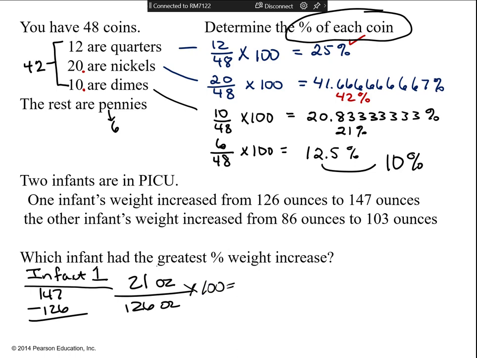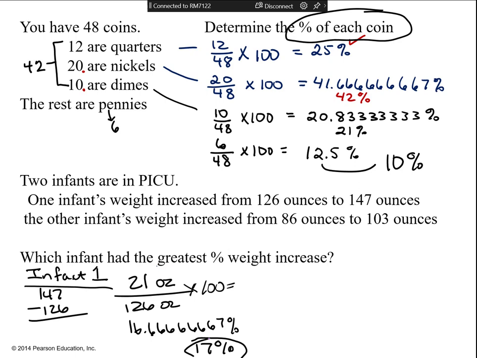So 21 divided by 126 times 100. And I got 16.666667%. So that's my final answer, right? Because the final answer they want to know is percent weight increase. So if I'm going to round this, it would be what? 17. Because 21 has 2 significant figures, so I would round this to 17%.